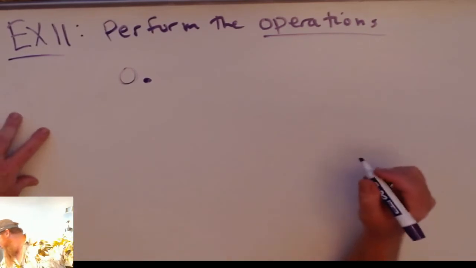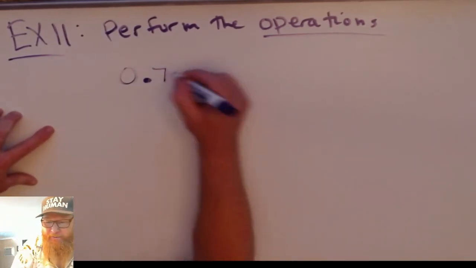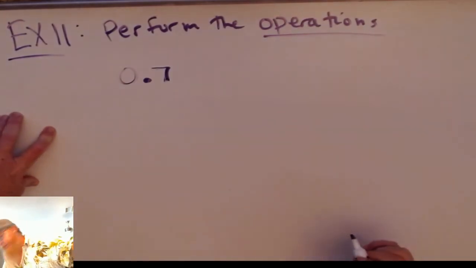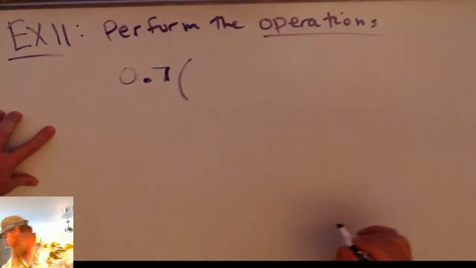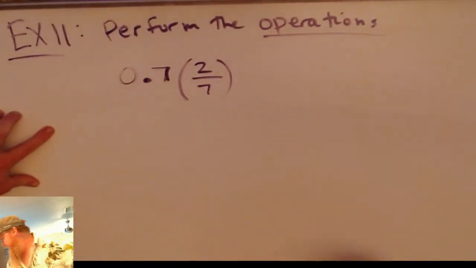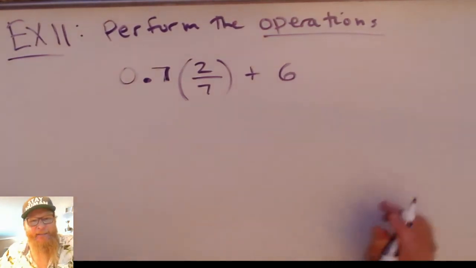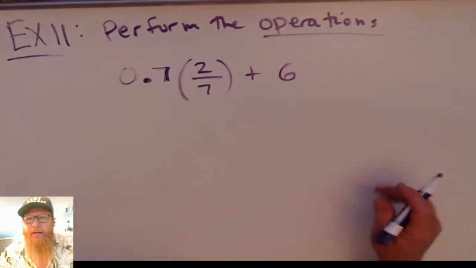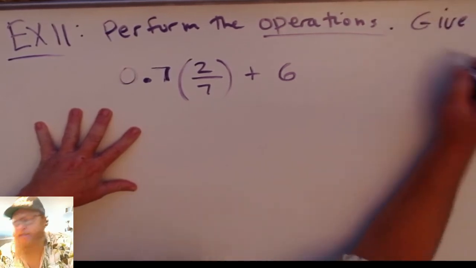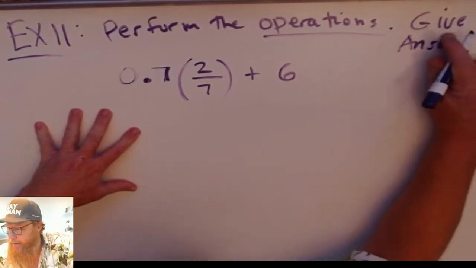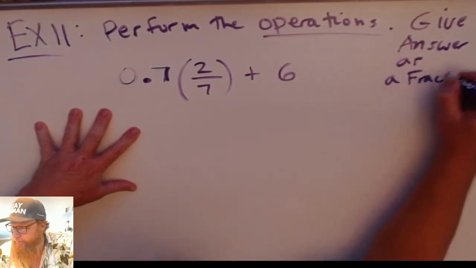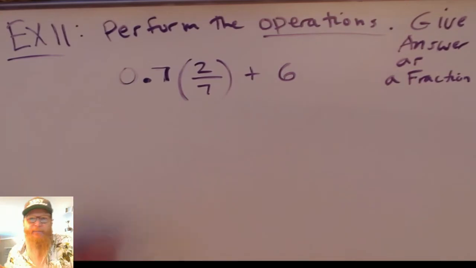If there is no instruction, assume that I want... Actually, I'm going to take that back. I will always give you an instruction. I was about to say assume I want a fraction, but that is not a safe assumption in a chapter that's called decimals. So I'll say perform the operations, and then I'll tell you how to give the answer. Give the answer as a fraction, if that's what I want. If I want a decimal, I have to tell you.